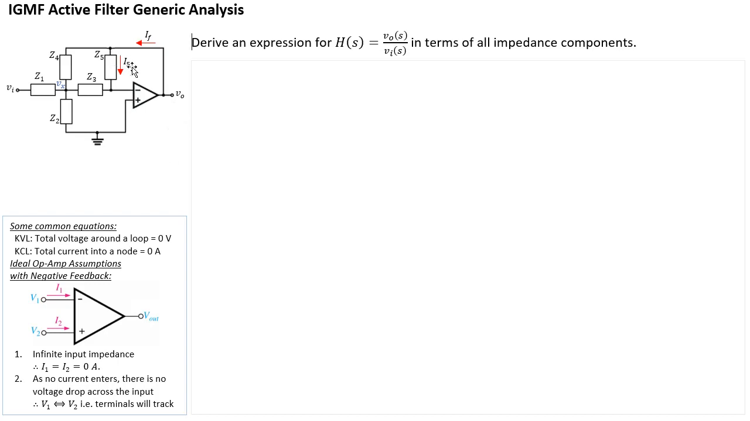Because we're analyzing a negative feedback op-amp, the two assumptions you should always remember will apply. For example, when I5 comes down, it does not enter the inverting terminal, but instead goes completely through Z3. So there is none going into the inverting terminal. Let me label the current into Z4 as I4. The idea is that the current IF coming in gets split into I4 and I5 through these two components.